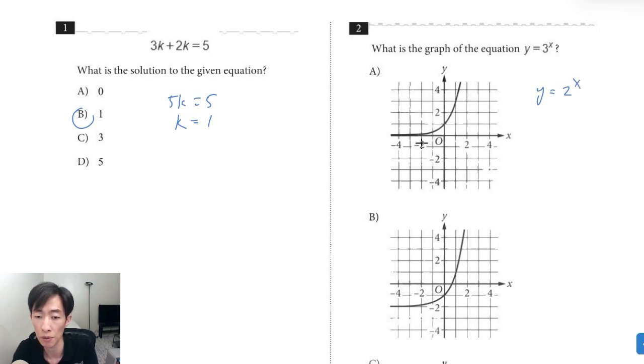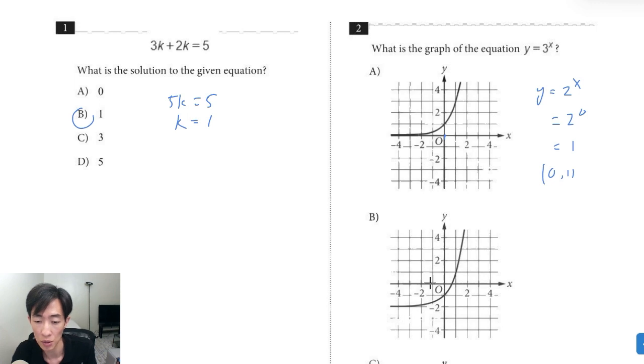You know that because if you were to plug in 0 for x, you get 2 to the 0, and anything raised to the 0 power is 1. So an exponential equation is always going to cross the y-axis at point 0, 1. So this kind of does look like y equals 3 to the x. Let's compare the rest of the graphs just to see that there's nothing very similar.